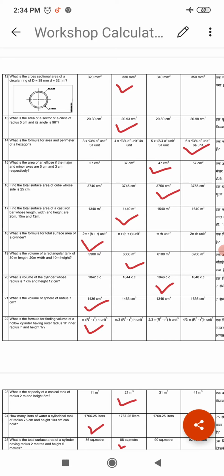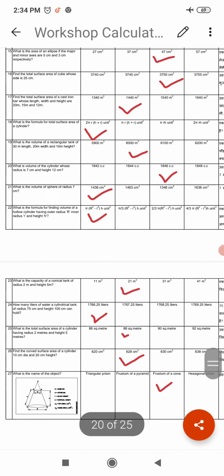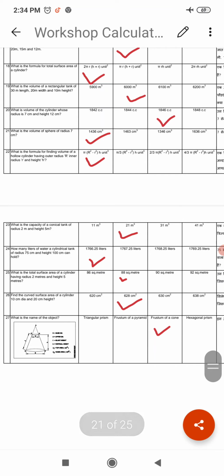Next, what is the formula for finding the volume of a hollow cylinder having outer radius R, inner radius r and height h? Its answer is π(R² − r²) × h units cube. What is the capacity of a conical tank of radius 2 meter and height 5 meter? 21 meter cube. How many liters of water can a cylindrical tank of radius 75 and height 100 mm hold?